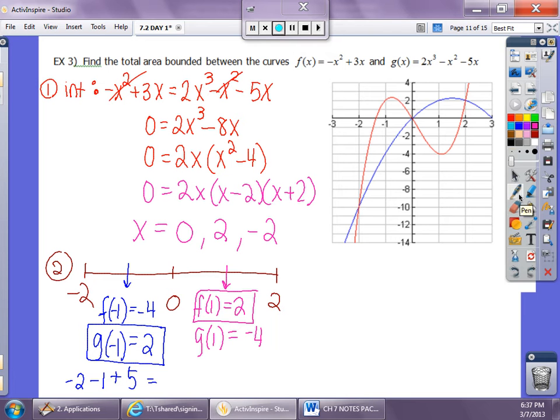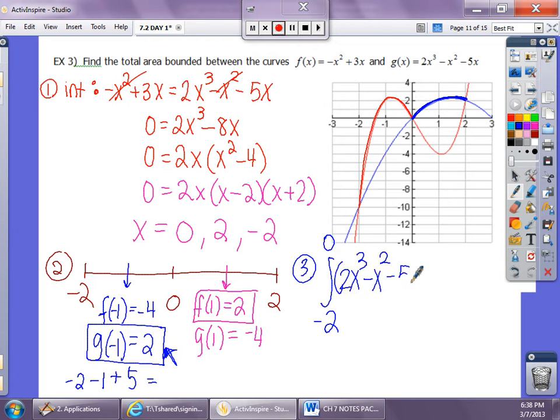And you can see that obviously in the graph that's here. The first interval from -2 to 0, the top function is the red. But then from 0 to 2, top function is the blue. So they did switch. So my third part would be the two integrals, and I'll do them on two separate lines because I'm going to run out of room. First integral was from -2 to 0. The top function is my g of x, which you can see right here because it's boxed. G of x would be 2x cubed minus x squared minus 5x, and then minus my f of x, which is -x squared plus 3x dx.